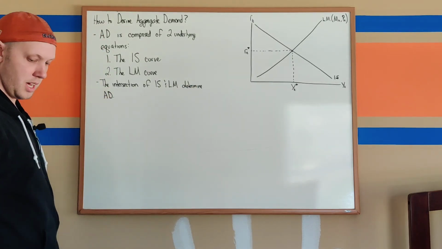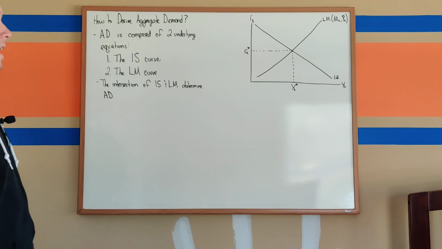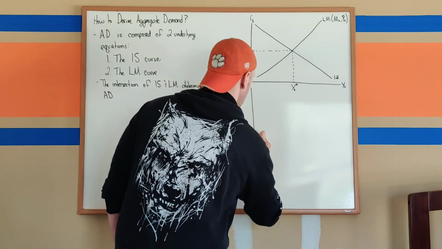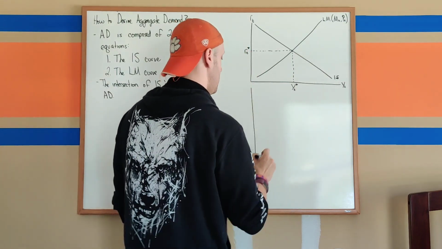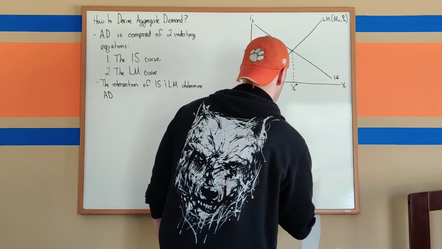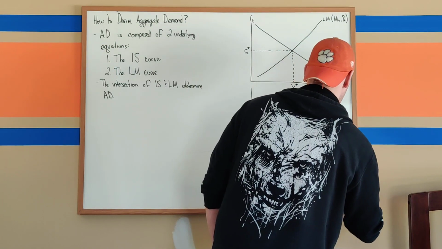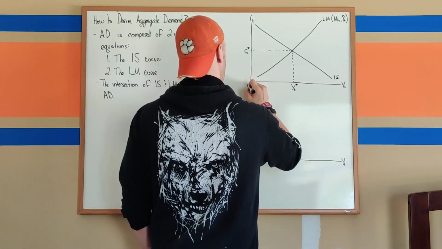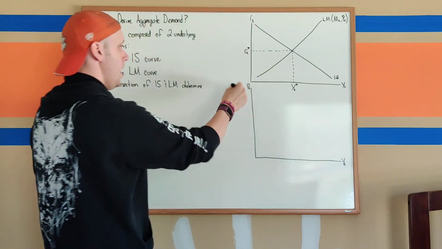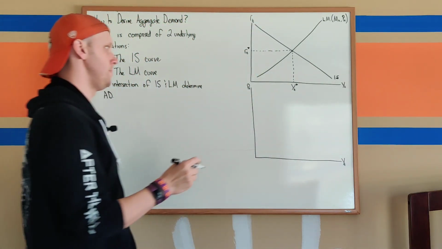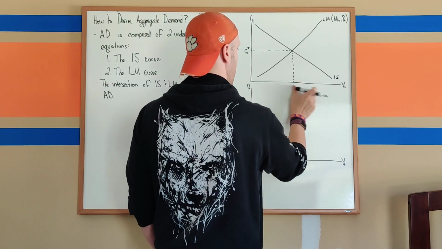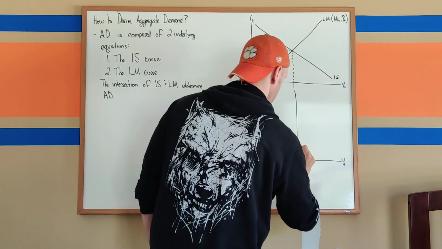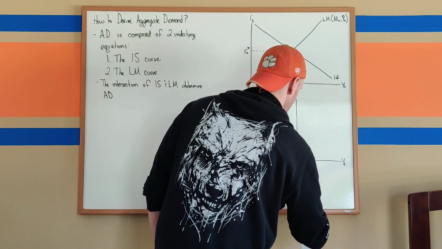So the intersection of the IS and LM curves will determine what aggregate demand is. Remember, we've got output on the horizontal axis here, which means I can draw a graph underneath it where output is on the horizontal axis. And here, instead of an interest rate, I'm going to have the price level. I'm going to erase this Y star and rewrite it down here.